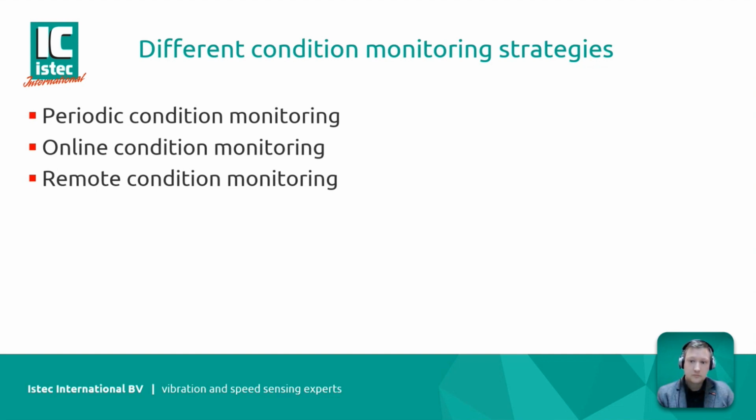And you can see that everything which happens in between two scheduled measurements is not well visualized. So therefore, online condition monitoring provides more insight in the machine because you have a permanent monitoring system in place.